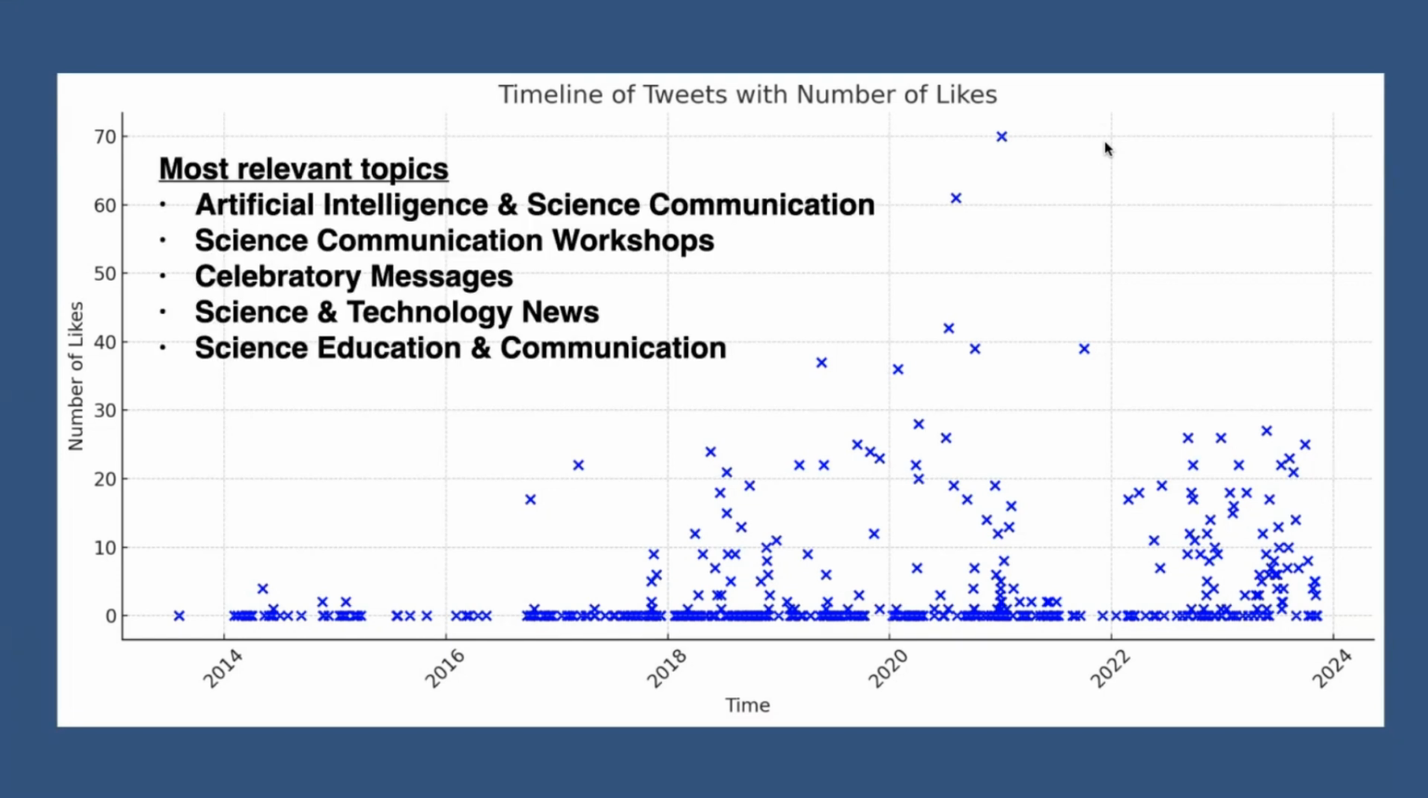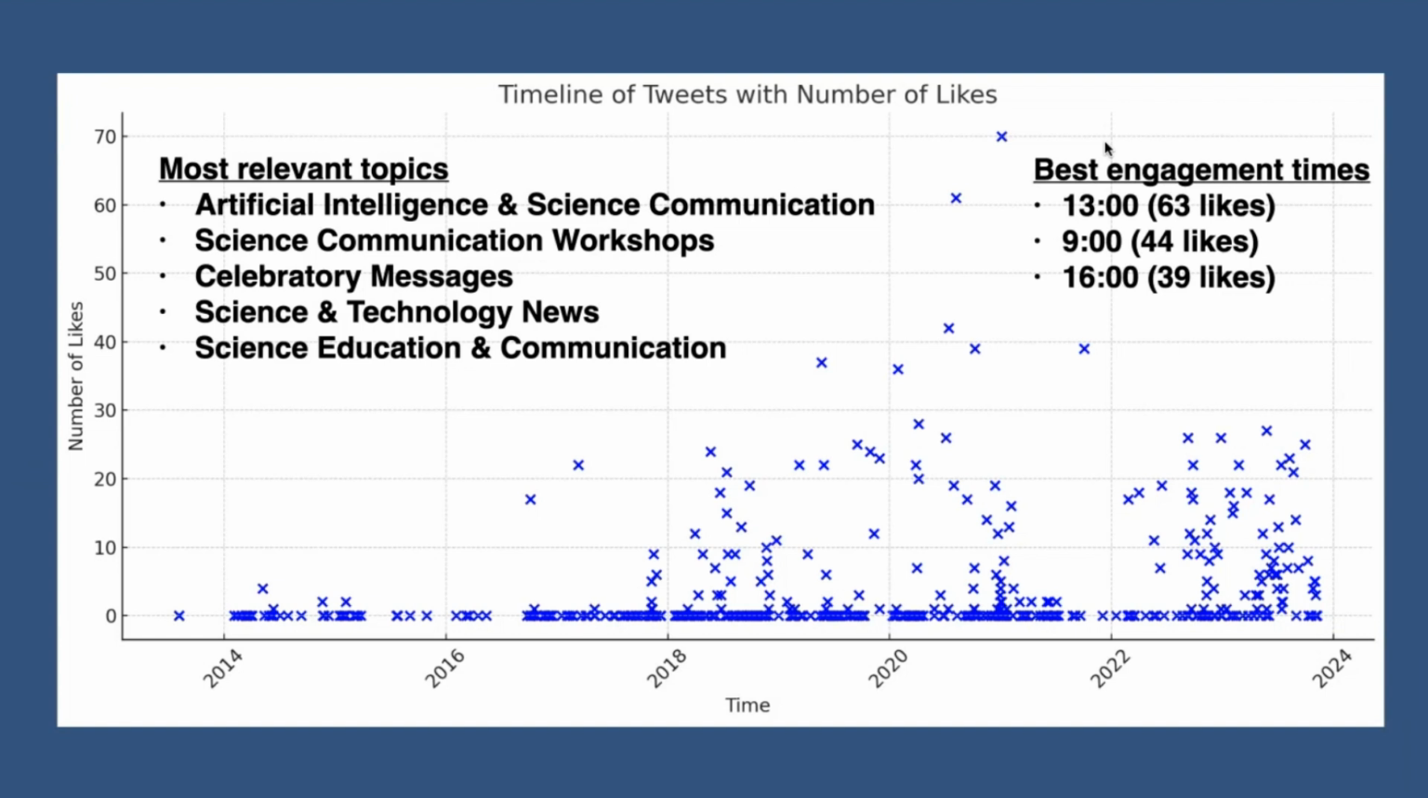I can say, zoom in to 22 and tell me what are the most relevant topics. And it will do some kind of natural language processing and tell me in 22, you had mostly talked about AI, about science communication workshops, about celebratory messages, congratulating researchers, about science news in general. It's exactly what I did. I can ask the machine, well, when was the best post? Well, it was usually at 9 o'clock in the morning or at 1 o'clock in the afternoon.